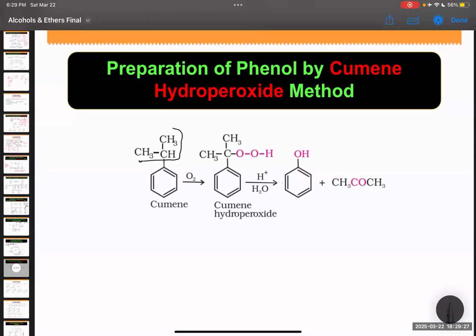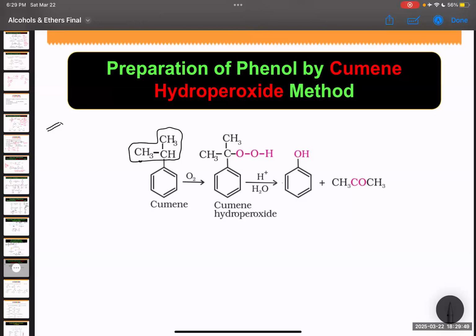You have an isopropyl group. Three carbons, normal propyl means all three are connected one after another. If it is connected from the middle carbon, it is isopropyl, right? Then, how can you get this cumene or isopropyl benzene? That also is very easy.